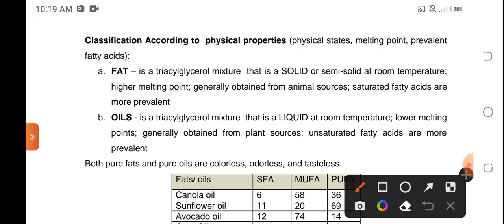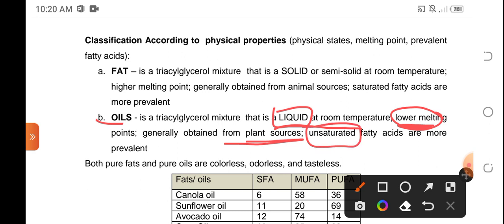Okay? Now, for oil, for it to be classified as oil, these are usually liquid at room temperature. They have lower melting point. Because of this property, itong lower melting point na to, kaya sila liquid at room temperature. So generally, they are obtained from plant sources, and the prevalent fatty acids that could be found in those oils are unsaturated. Let's repeat, unsaturated fatty acid has carbon-to-carbon double bonds.